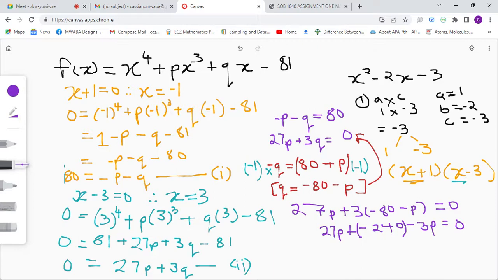So this negative 240, we're going to take it to the other side. We're using the substitution method for simultaneous equations. This is the substitution method. So where are we not clear?